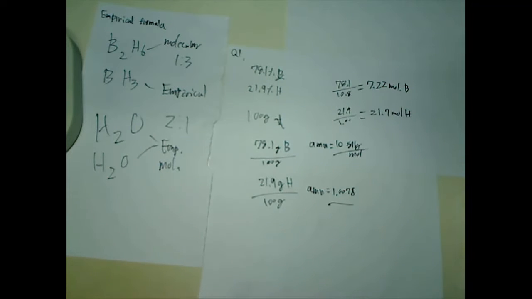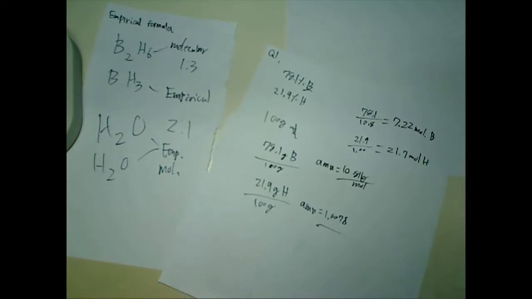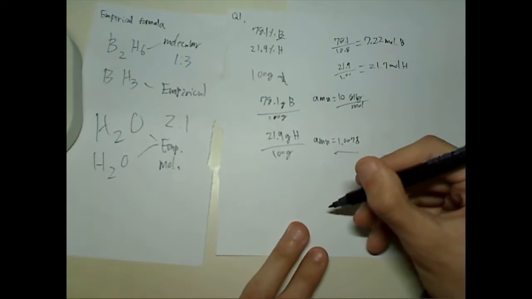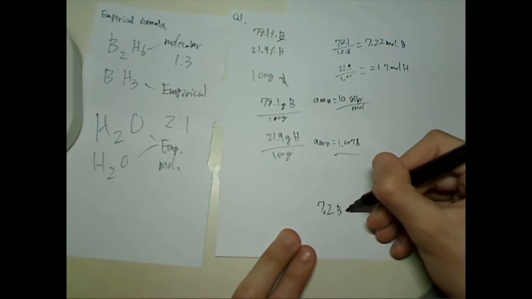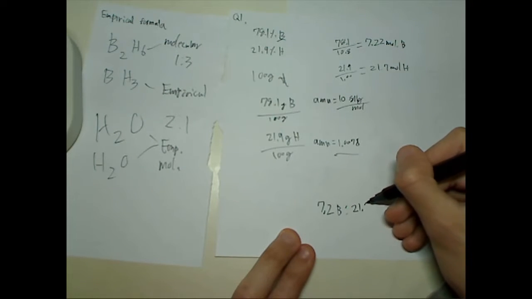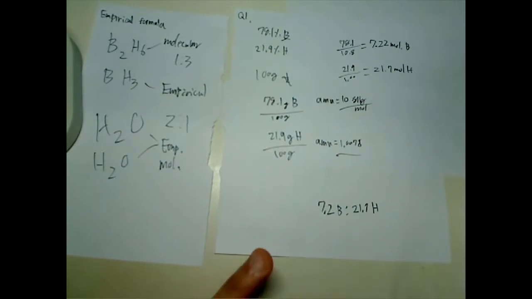So that's the second step done. We just found the number of moles for each atom in this compound. So if I write this on the bottom here, I'll simplify a bit: we have 7.2 B, 21.7 H. This is the second step done.